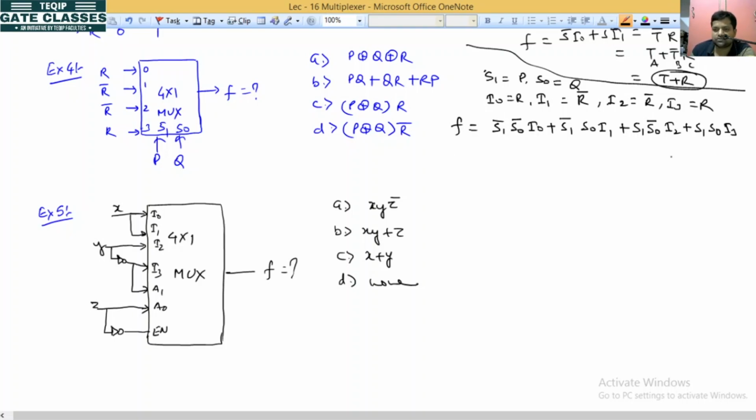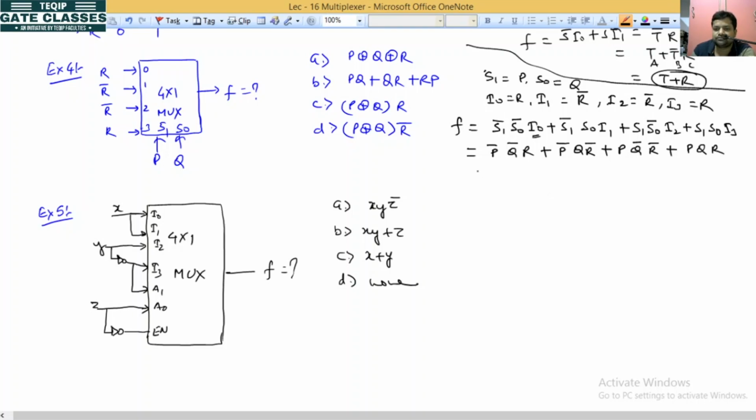I have derived this formula at the start of this lecture. So we have S1 is P, so it is P bar, S0 is Q, so Q bar, I0 is R, so it will be R, plus again S1 is P bar, S0 is Q, I1 is R bar. So now S1 is again P, S0 is Q bar, I2 is R bar, plus S1 is P, Q, I3 is R.